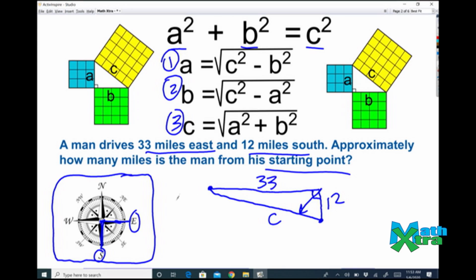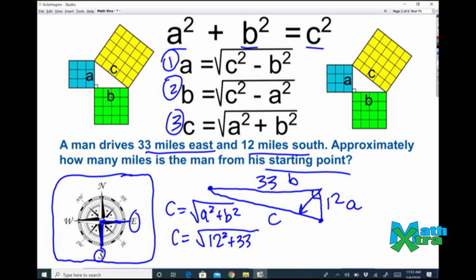Here we go. We know c is equal to the square root of a squared plus b squared. So what is our a squared? I'm going to call this side a. Remember, our legs don't matter, but usually the vertical leg I'll call a. I'm going to call this side b. So c is now equal to the square root of 12 squared plus 33 squared, where I call that side a 12.